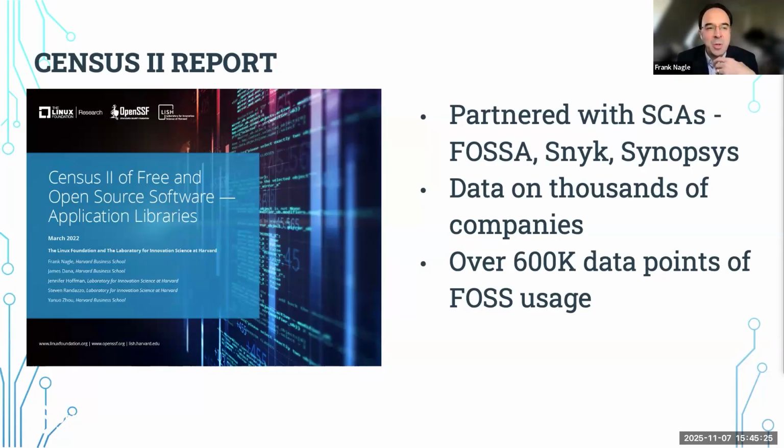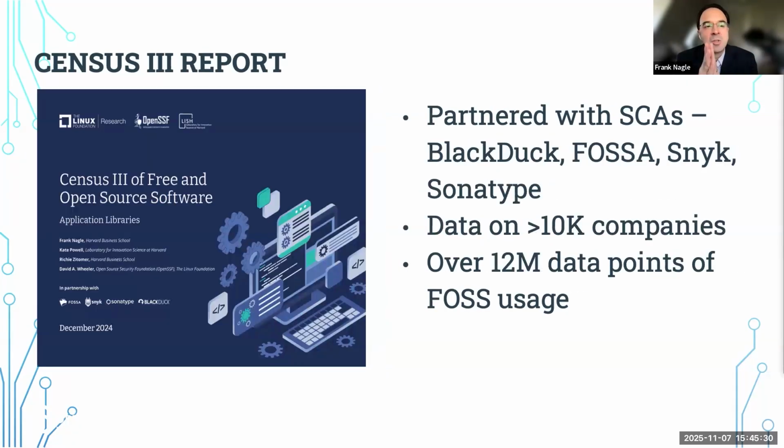But this was a few years ago now, and then just 2 years ago, back in late 2024, we ended up doing another version of this, but the companies had grown in that time, and we added a 4th SCA company. So now in this later version, we have data on over 10,000 companies and the open source that they use, including 12 million data points of seeing individual pieces of open source being used within these companies, right? So now we have a pretty good handle on Q.